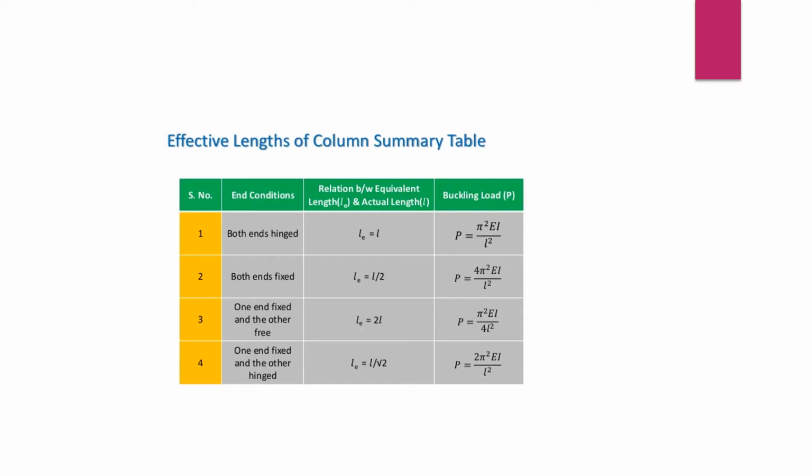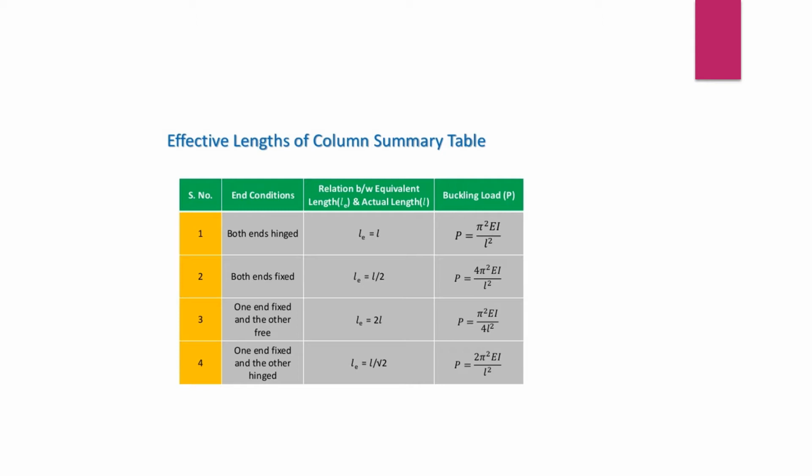So first of all we will see what are the effective lengths of the column. If both ends are hinged, then the effective length will be equal to L. So if the value of L is given, then we can write L is equal to LE. And the buckling load formula will be P is equal to pi square EI divided by L square. The buckling load formula will be the same for all, but instead of L, we have to write some different values.